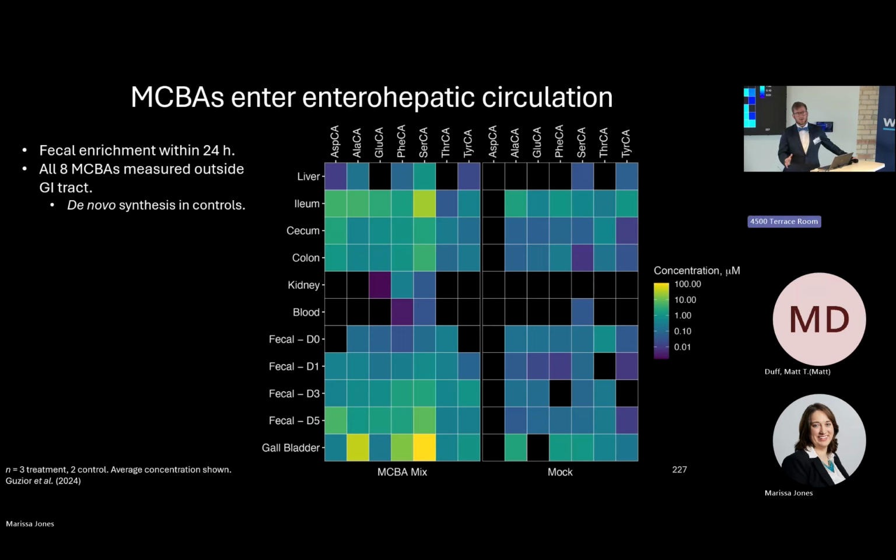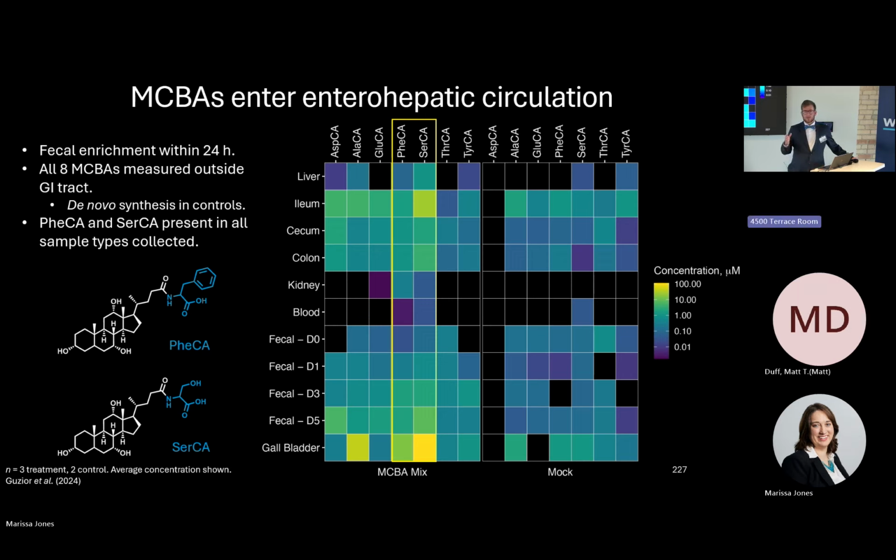But as I'm sure you'll notice initially, there was some de novo synthesis in controls, or what we believe is de novo synthesis of these MCBAs. However, most groups didn't know to look for these in their tissues prior to this analysis. So this is likely happening throughout bile acid research itself.